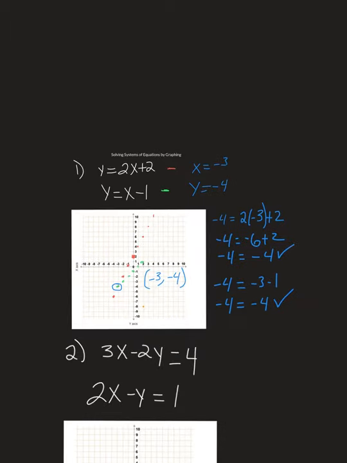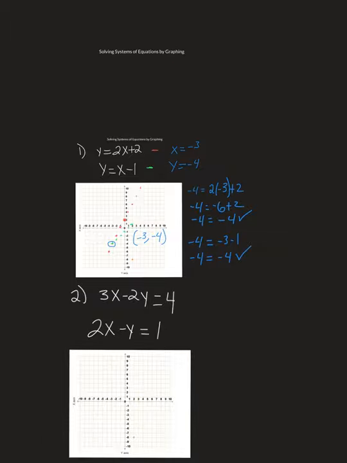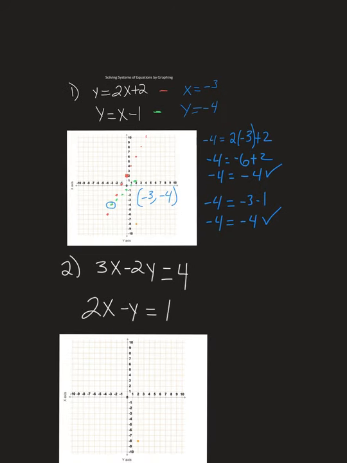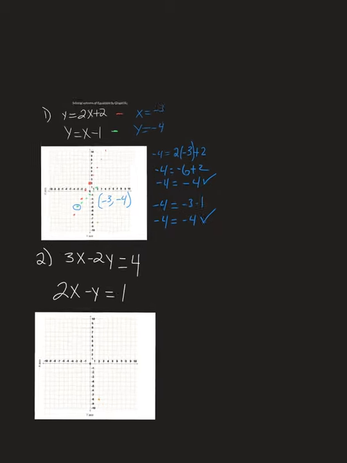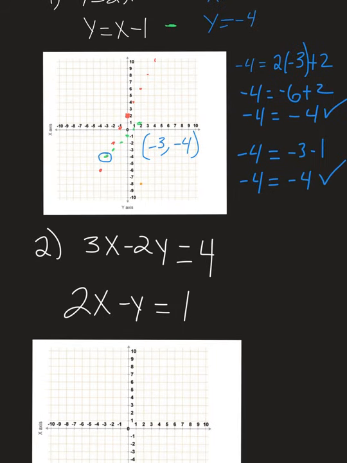Alright, here we go. This one's a little different. I want you to take a look and see why it's a little different. I'm guessing what you noticed is that we don't have y by itself on one side. So for these ones, we're going to have to do that as our first step. We need to get y by itself for both these equations so we can graph. So my first step for this top one is I'm going to subtract 3x from both sides.